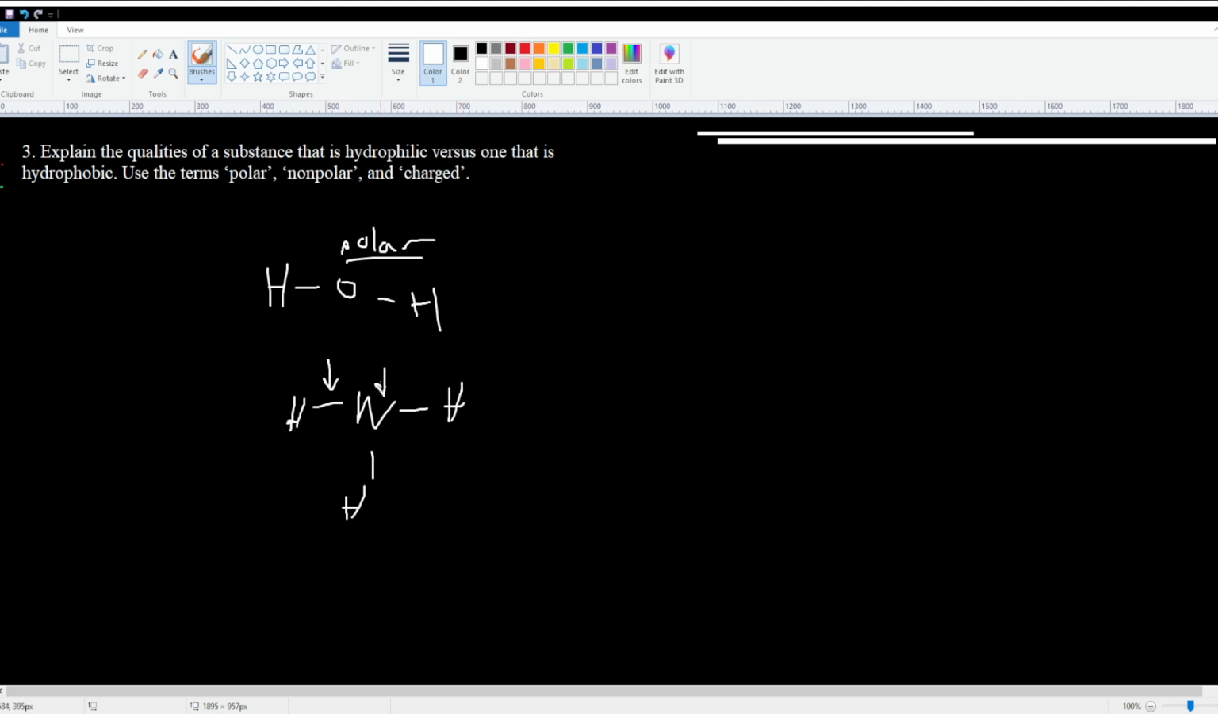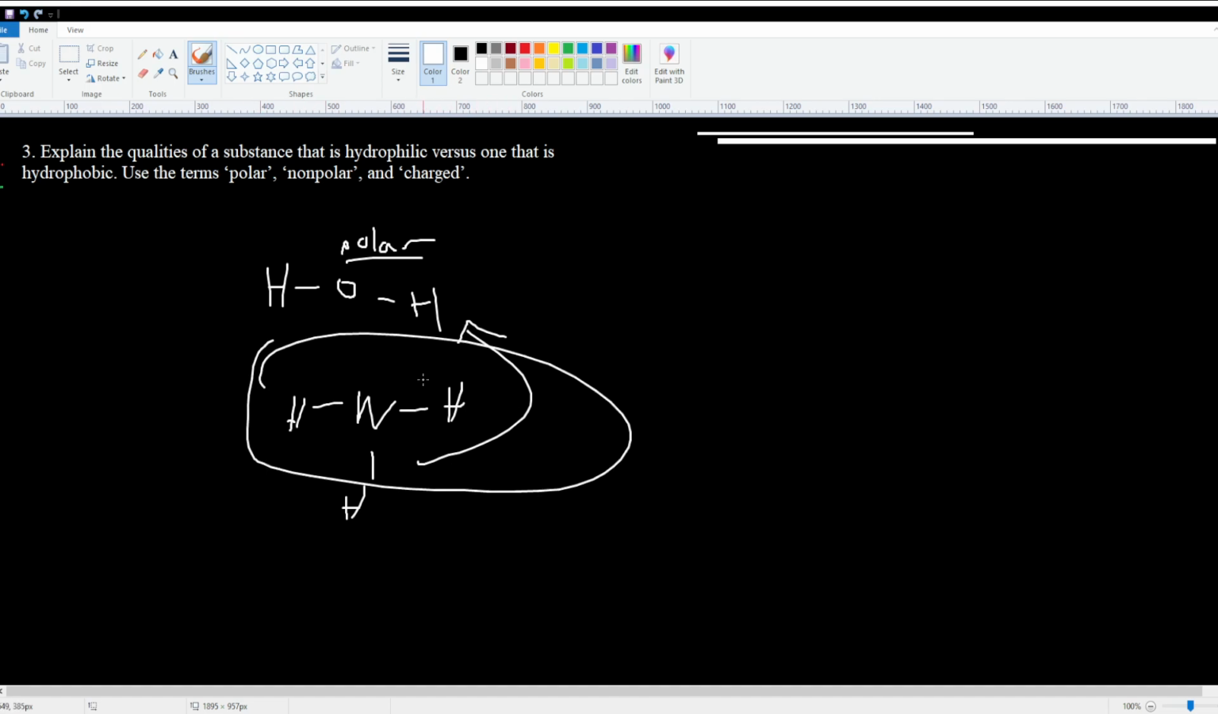These consist of polar covalent bonds. This is not a W, this is an N, by the way. Sorry. So what's going to happen is, since these are polar, this is going to dissolve in this. So this would also be considered hydrophilic.